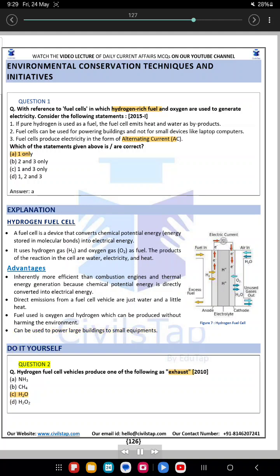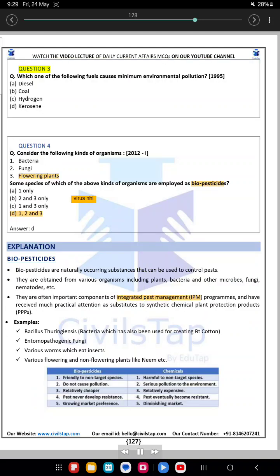Do it yourself. Question 2. Hydrogen fuel cell vehicles produce which one of the following as exhaust? 2010. A. NH3. B. CH4. C. H2O. D. H2O2. Figure 7, hydrogen fuel cell. Question 3.